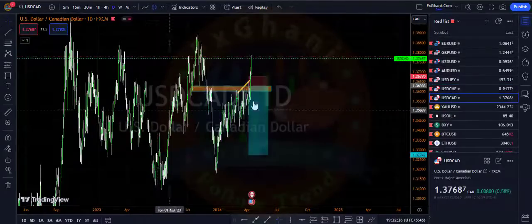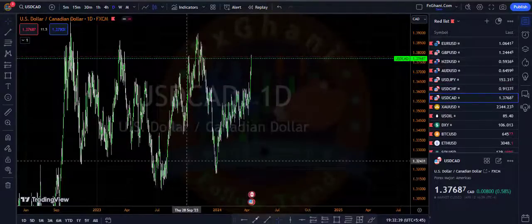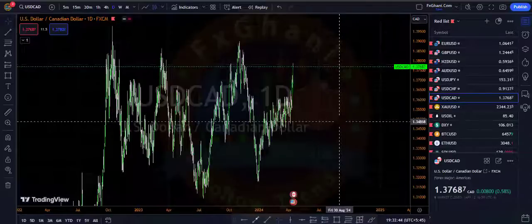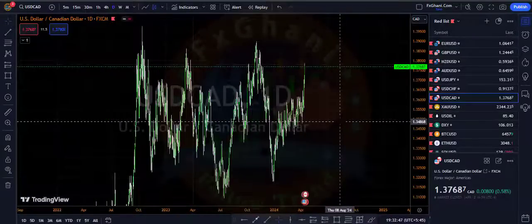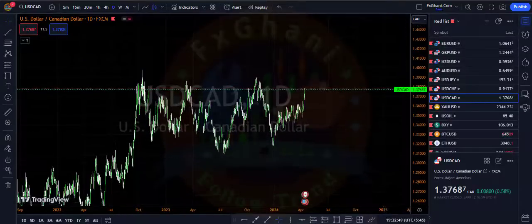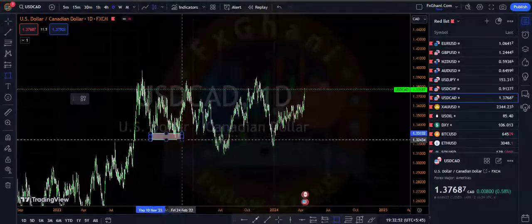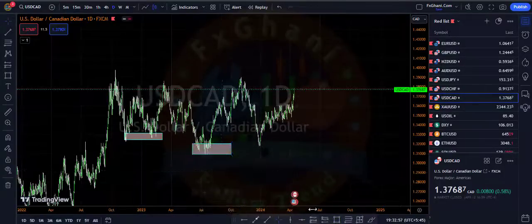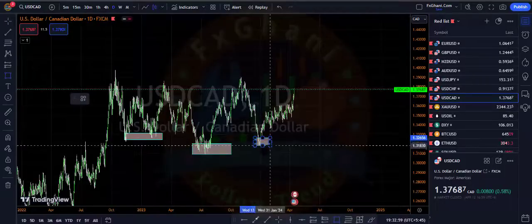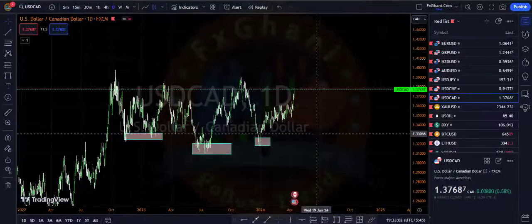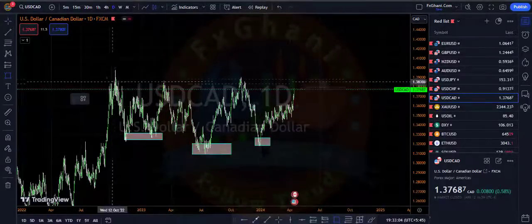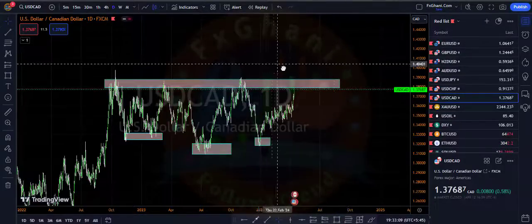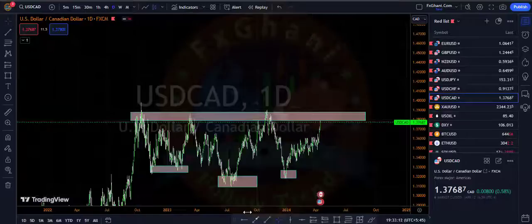Next is USD CAD. Okay, USD CAD. Overall this one is also buy. Let me show you. It's an inverse head and shoulder pattern, but we are just waiting for a break of this resistance level. Okay, if prices break a resistance level, then it will go upward, otherwise not.